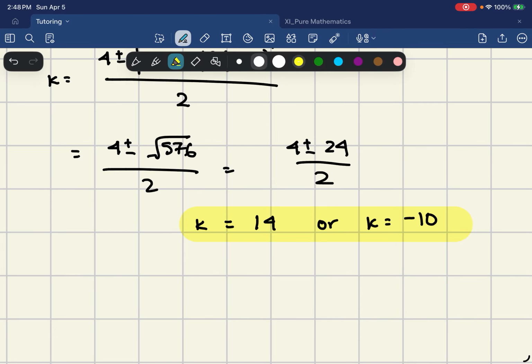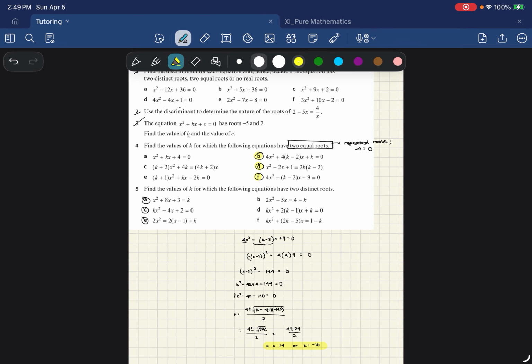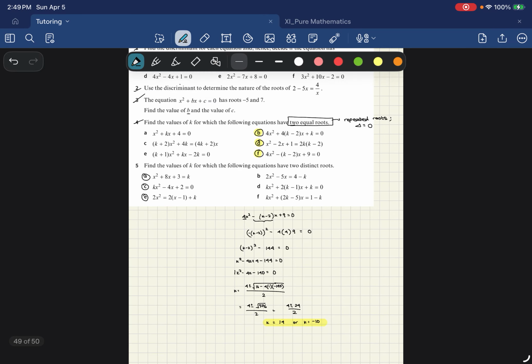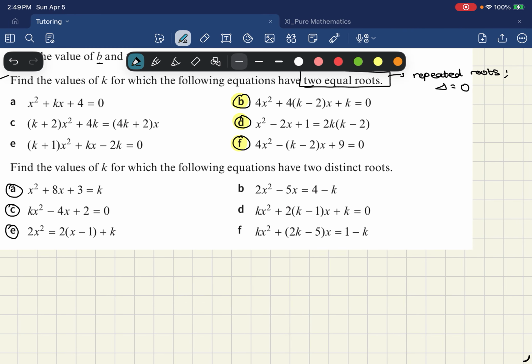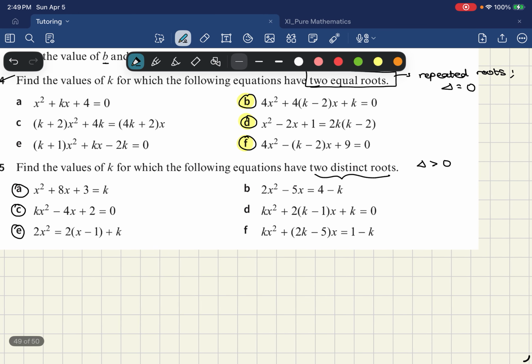Negative 10 and 14. Yep. Alright, so I'll leave A, C, and E for you to try. Now find the values of k for which the following equations have two distinct roots. Two distinct roots just means delta is positive. Two distinct roots means your discriminant is bigger than 0.